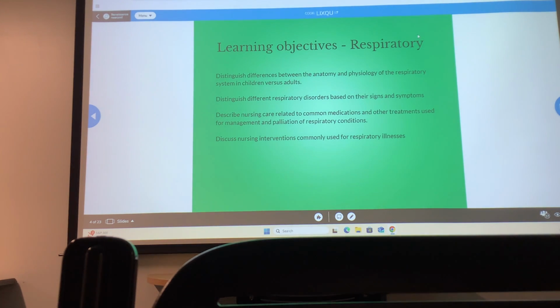So we're going to talk about the difference between the anatomy and physiology of the upper respiratory system between kids and adults. We're going to look at the different respiratory disorders. We're going to look at the nursing care related to those and your interventions for those with respiratory illnesses.